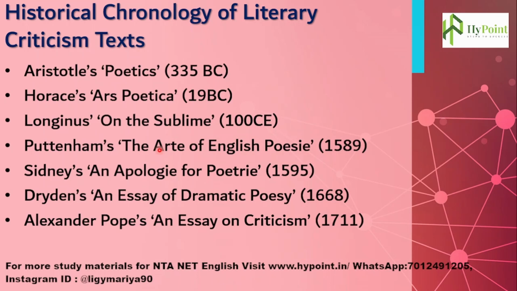100 CE, then Puttenham's The Art of English Poesy in 1589, then Sidney's An Apology for Poetry in 1595. Please learn all these, at least the titles or the chronological order, if you cannot remember the exact year in which they were published. Sidney's An Apology for Poetry came out in 1595, Dryden's An Essay of Dramatic Poesy in 1668, and Alexander Pope's An Essay on Criticism in 1711. What next do we have?